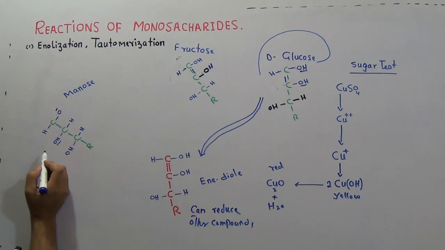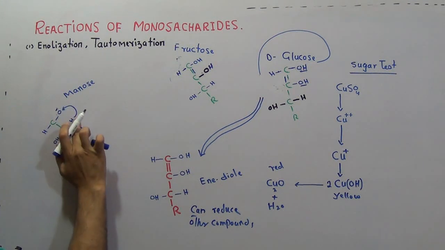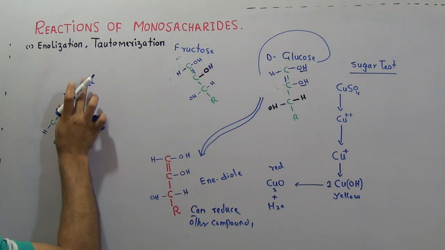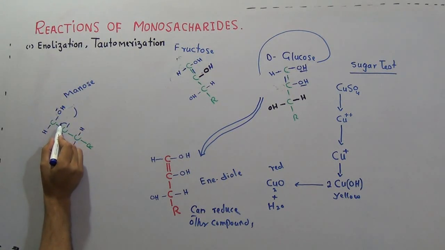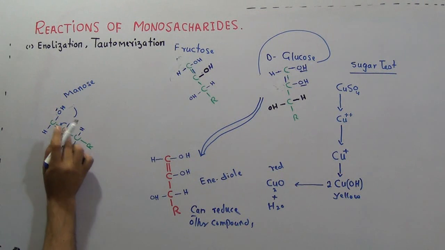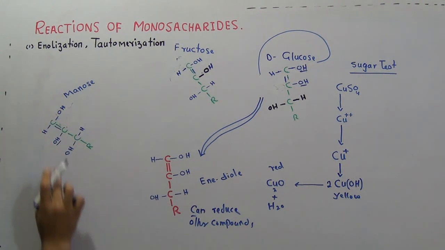Carbon has got 3 bonds now. What will happen? This hydrogen will shift towards the oxygen, so it will become OH, and the bond will come here, right? It will become like this. So now we got again enediol.